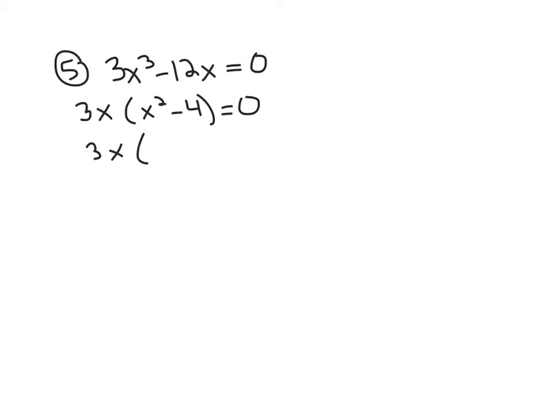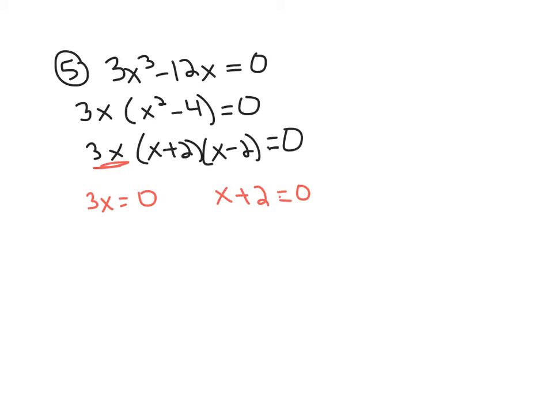3x, now remember, hopefully remember difference of squares, x plus 2, x minus 2 equals 0. Okay, so now when you go to solve this one, because of the x on the outside, you've got to do 3x equals 0, x plus 2 equals 0, x minus 2 equals 0. So x equals 0, x equals negative 2, x equals positive 2.